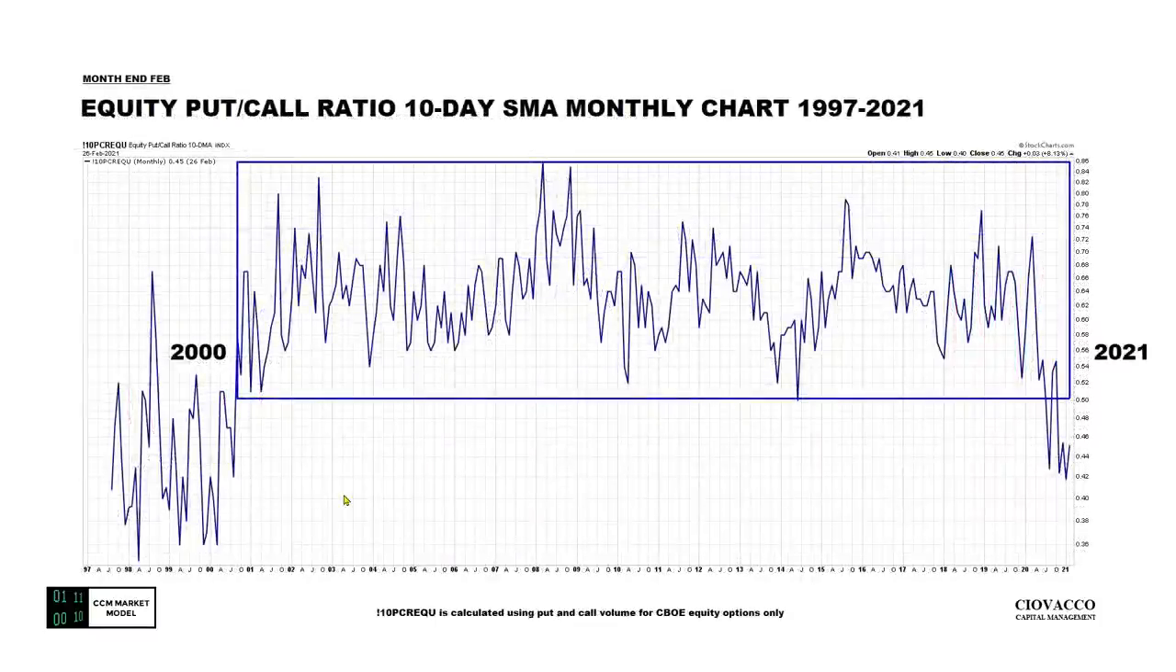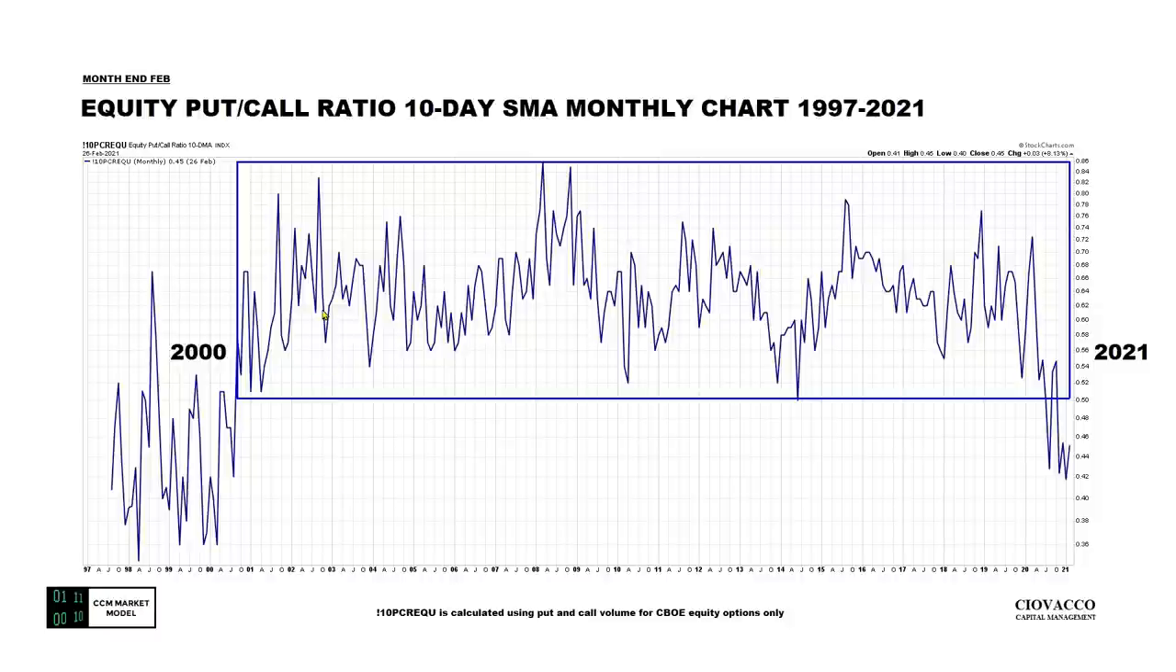Technical analysis is really about subtle shifts, shifts that tell us something about a change in long-term behavior. We've covered this before in the past. February 26th, it's a monthly chart, so we're looking at it as of month end.